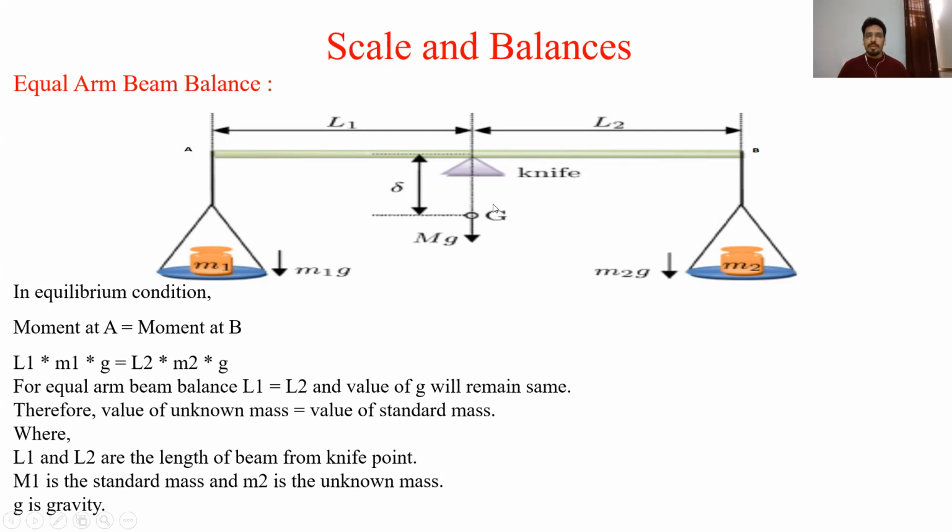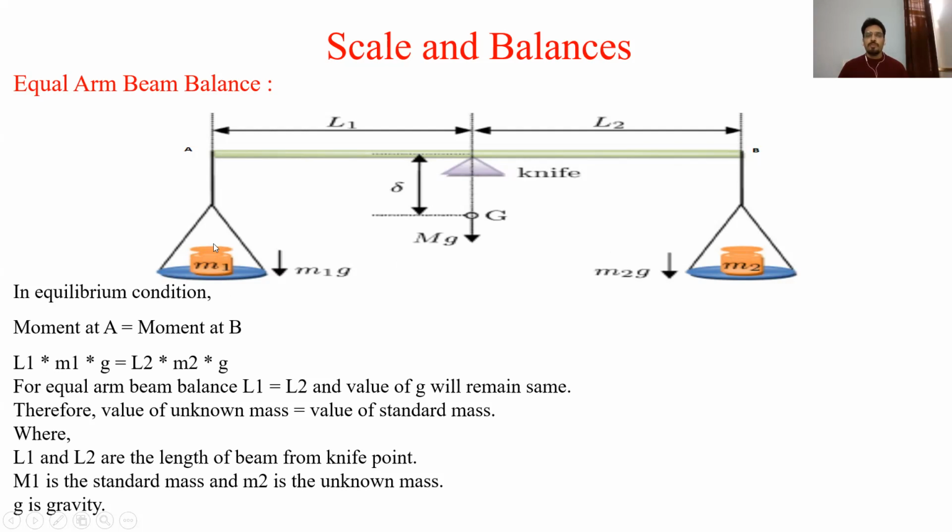This is a diagram of the equilibrium beam balance, in which a beam is placed in such a way that the fulcrum is in the middle of the beam, and the length of the beam to the left hand side of the fulcrum is L1, and the length of the beam at the right hand side of the fulcrum is L2. It is placed in such a way that L1 is equal to L2, and at the end of the beam there are two pans.